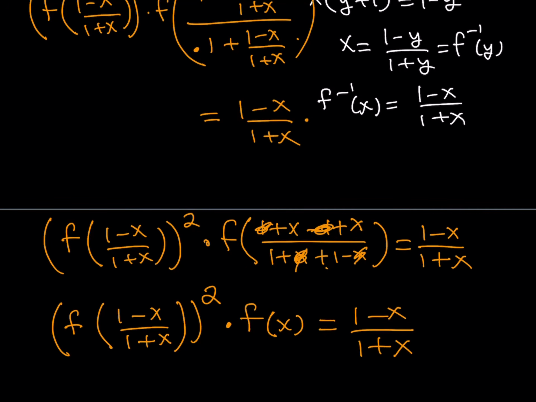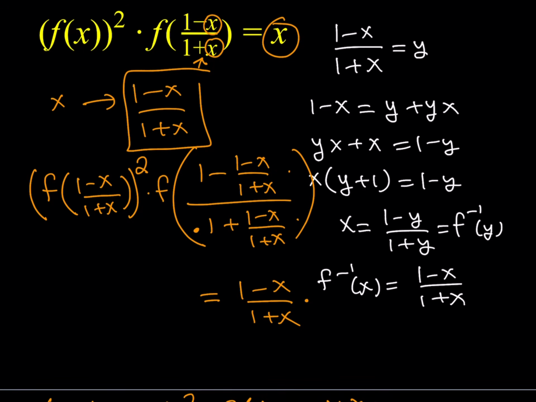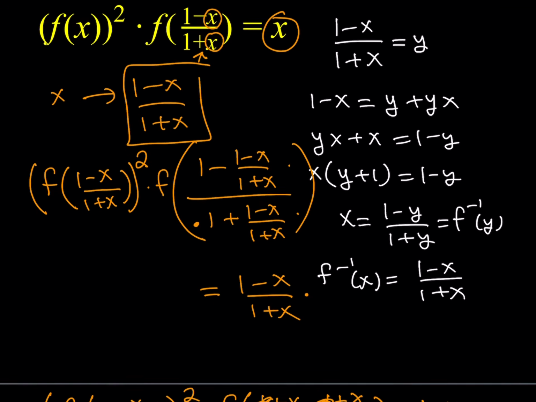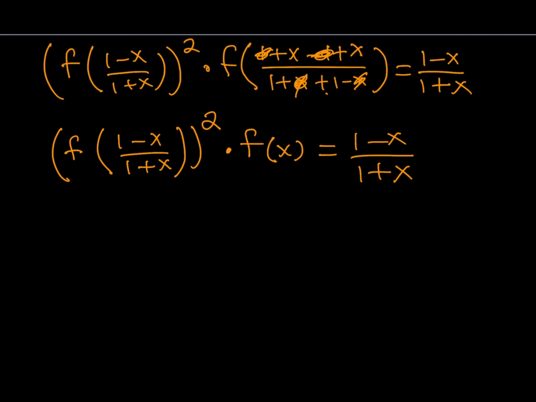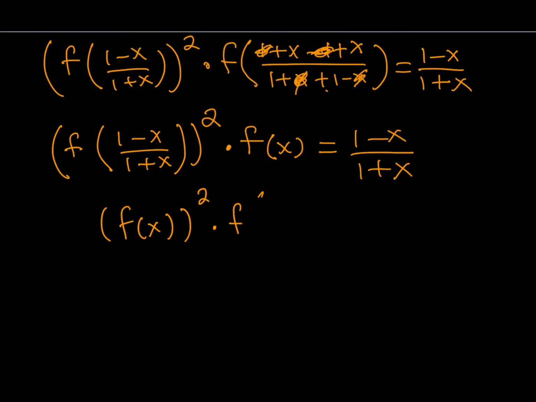Cool. So, well, what's so cool about it, right? Well, here's what's cool about it. We're going to look at this expression. We have the f of something squared multiplied by f of x. If you look at the original one, you get f of x squared multiplied by that thing, which is f of something. Okay, so let's go ahead and write down the original problem here, and then we're going to look at it as a system of equations. So my original functional equation was f of x squared multiplied by f of 1 minus x over 1 plus x, not squared, right, equals x. Okay, so this was my original problem.